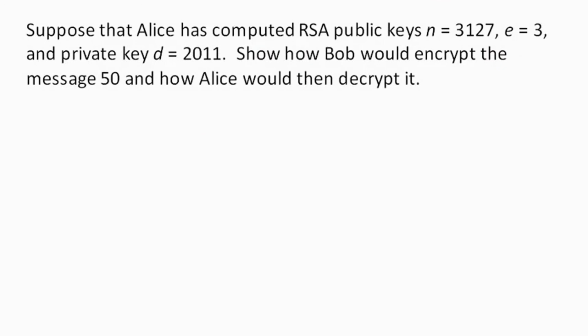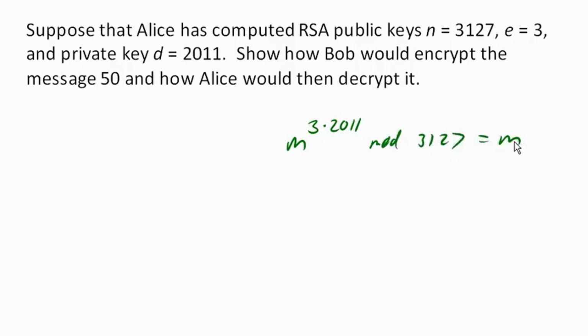So suppose that Alice has computed RSA public keys of n equals 3127, E equals 3, and then she has her private key, D equals 2011. And the really important idea here of RSA is that if we take any number at all, and raise it to the E times D mod n, that will get our message back out.